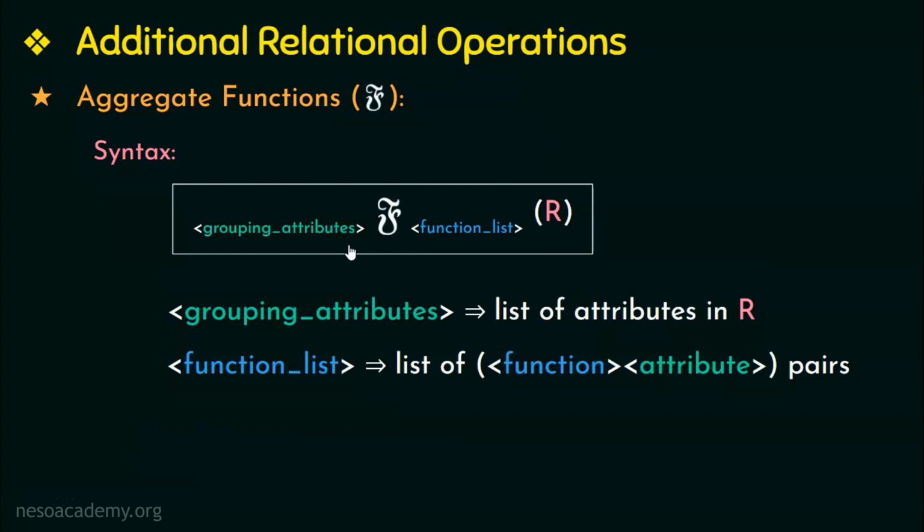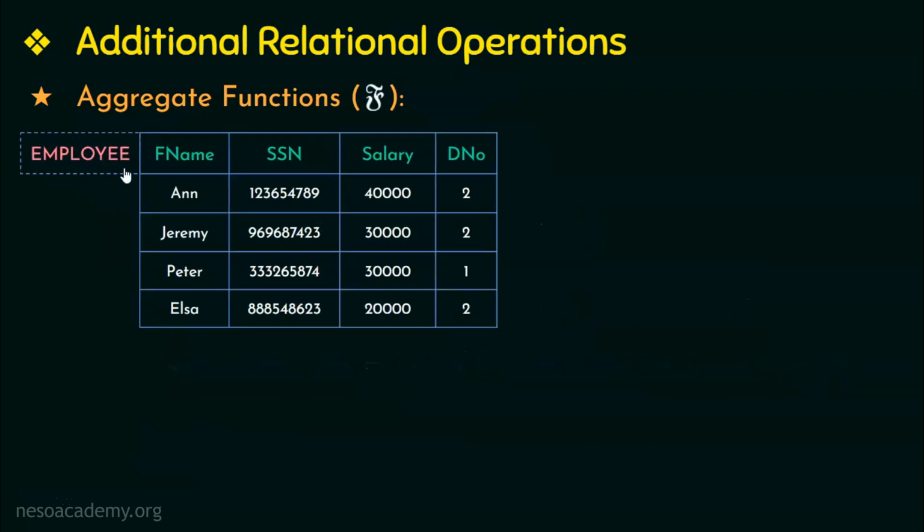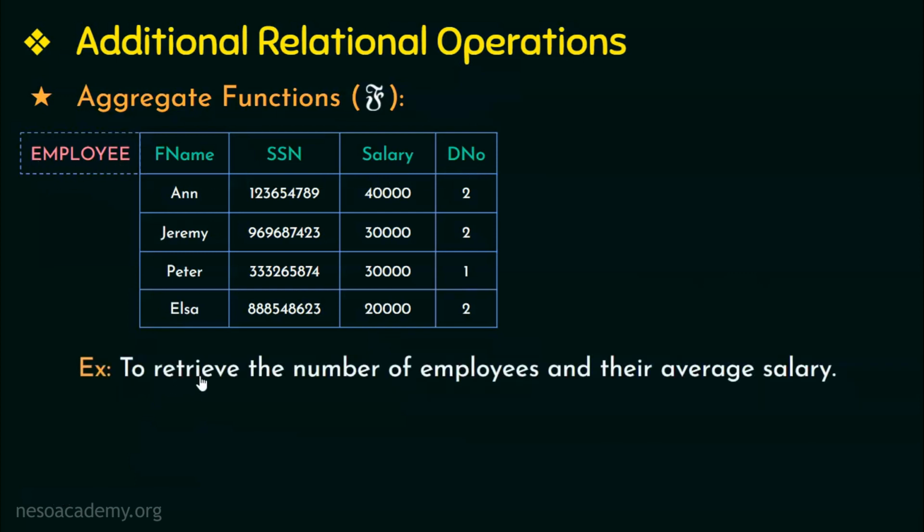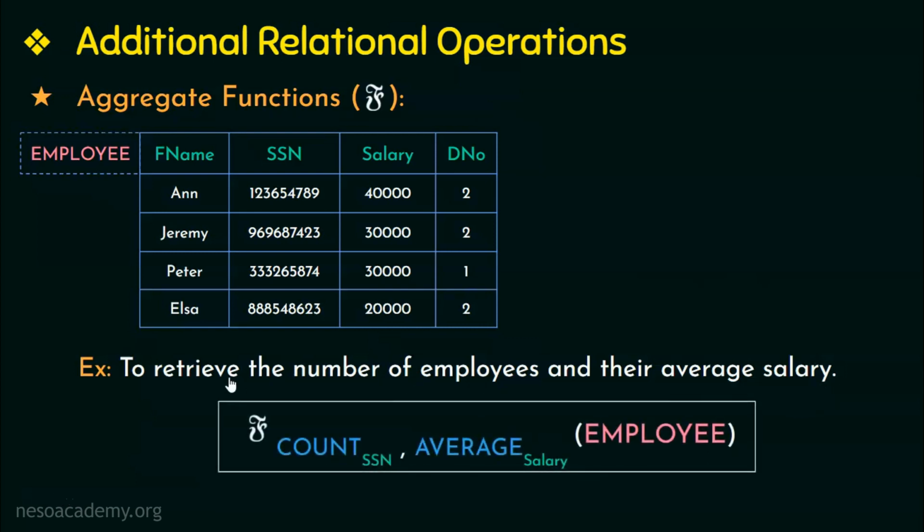Let us discuss the first example. Here I am taking an employee relation with first name, SSN, salary and department number as its attributes. And from this relation, I want to retrieve the number of employees and their average salary. Here we just need the number of the employees and their average salary. So we do not need to group by any attribute. We can directly apply the aggregate function. Hence, it would be represented this way, aggregate function symbol followed by the function list, that is the function name and the attribute pair, and then followed by the relation name on which we want to perform this aggregate function.